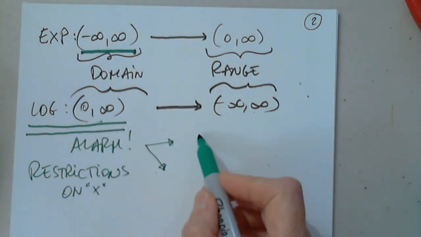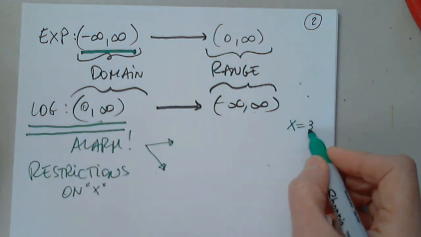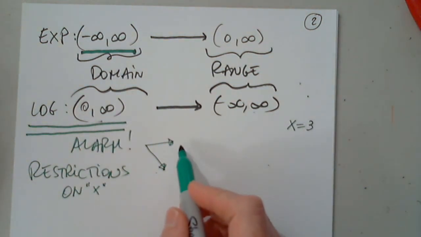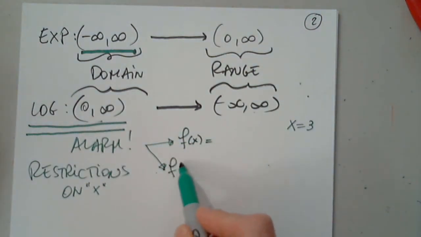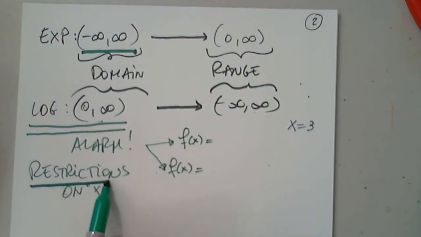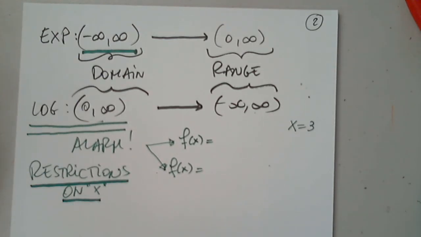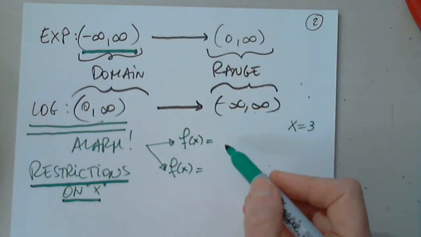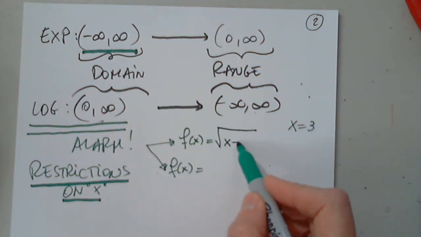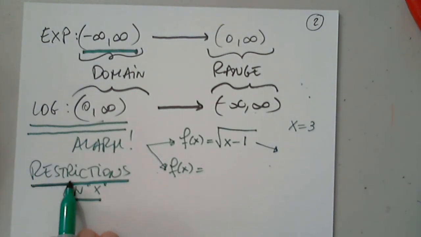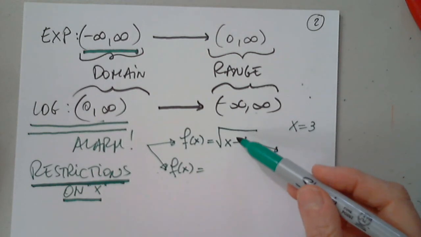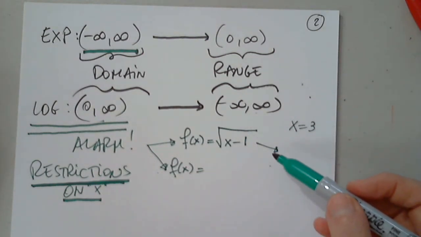X equals 3. X equals 3 is not a function. We want a function. Can anyone give us a function that will also have restrictions on the variable or limitations? What about the square root of x minus 1? How would you write the condition or the restriction, if you want, for this function? What could go wrong here?